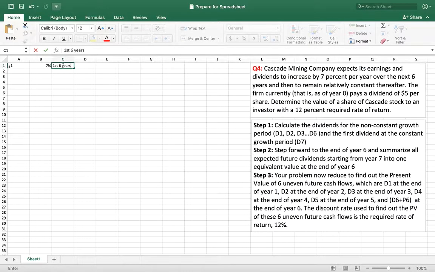Starting from year 7, the dividend remains relatively constant. That is, the dividend does not grow over time. I write down this information as G2, 0%, year 7 thereafter.